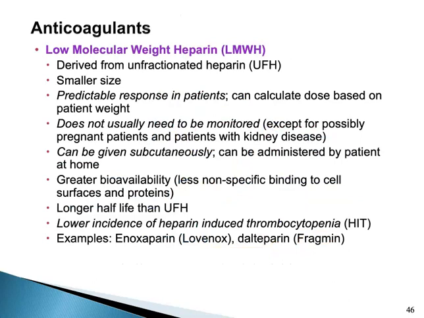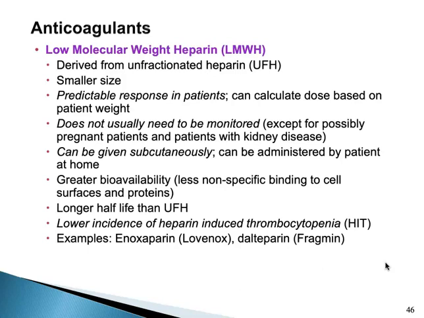Okay, so now I want to explain what low molecular weight heparin is. Low molecular weight heparin is kind of a derivative of unfractionated heparin, but it's smaller in size, and it has a more predictable response in patients. So we can actually calculate the dose that we need to give them based on the patient weight. Low molecular weight heparin is a little easier to use. We don't usually need to monitor except for patients who are pregnant or maybe that have kidney disease.